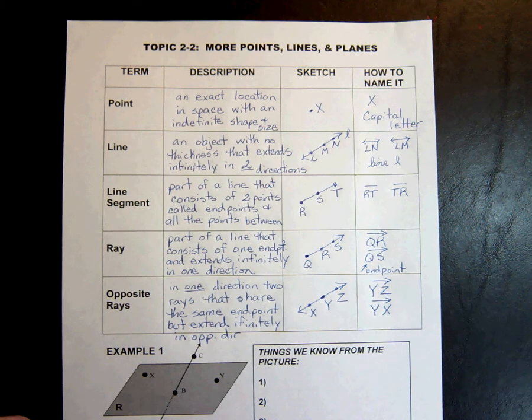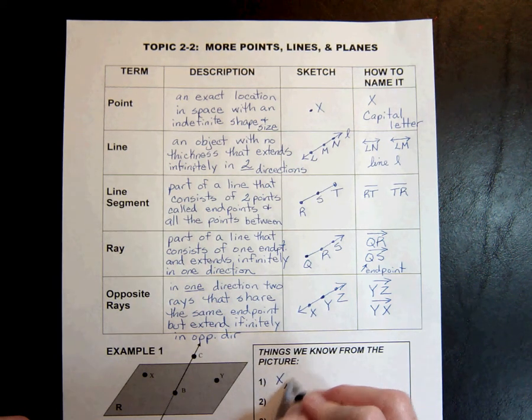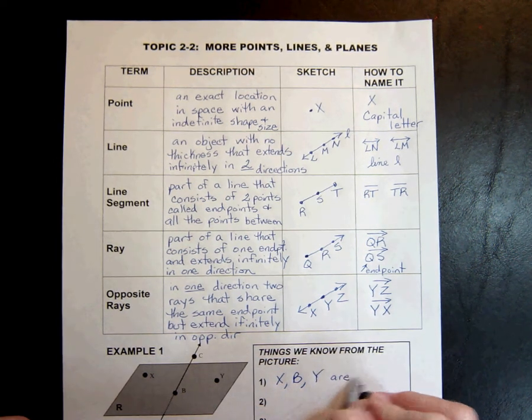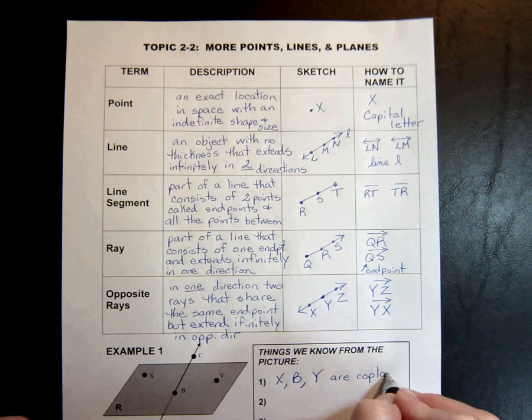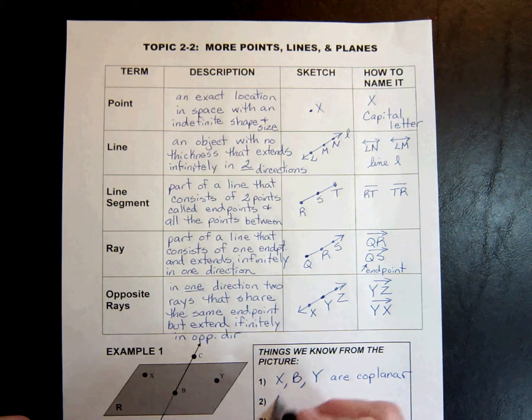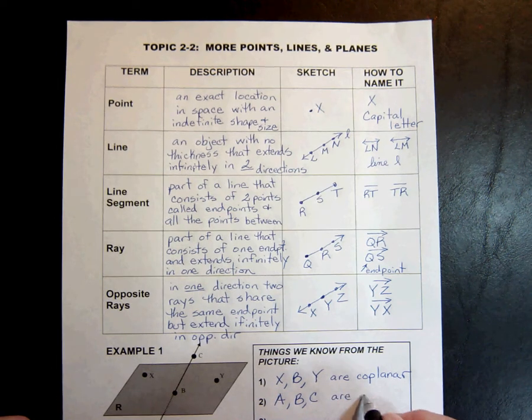If we were going to ask for coplanar, again, remember you have to use 3 points. So we can say that X, B, and Y are coplanar. Notice again, you have to use 3 points that are on this shaded region. It's the plane itself. Collinear, remember you've got to look at a line when it says collinear, so we can name those points. A, B, and C are collinear.